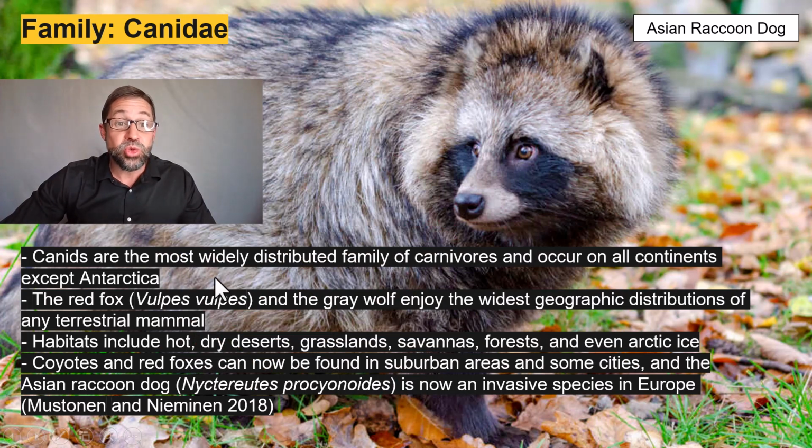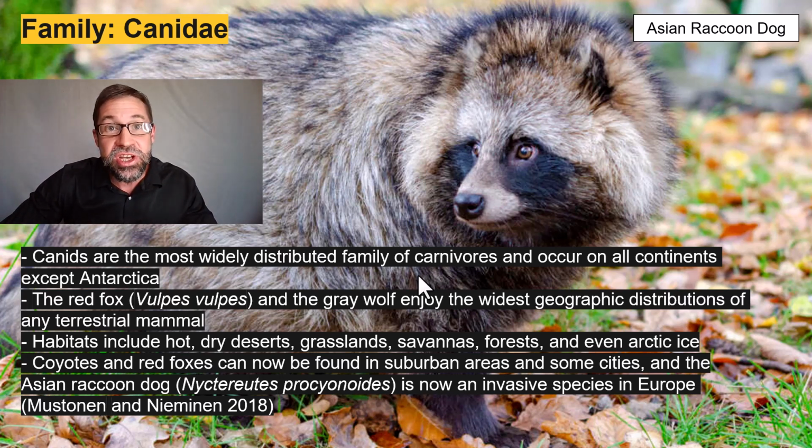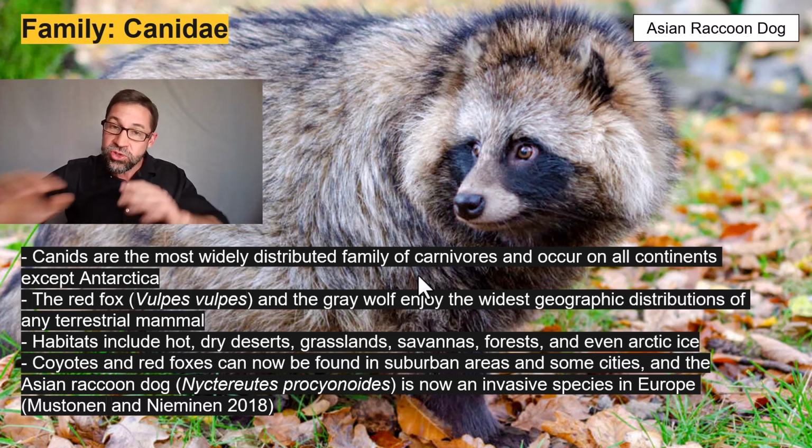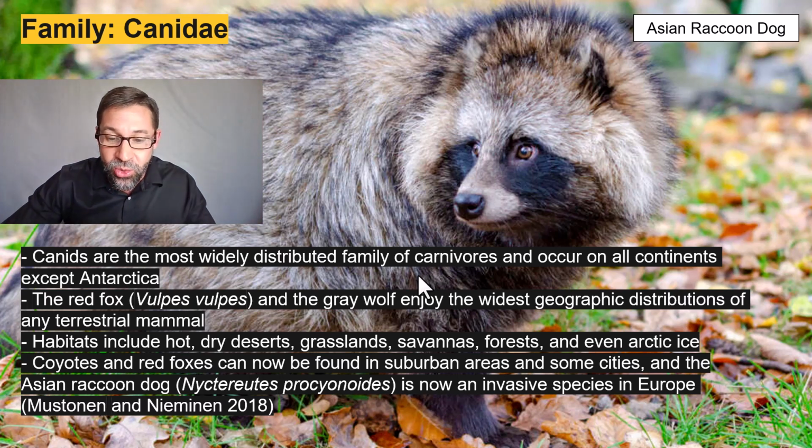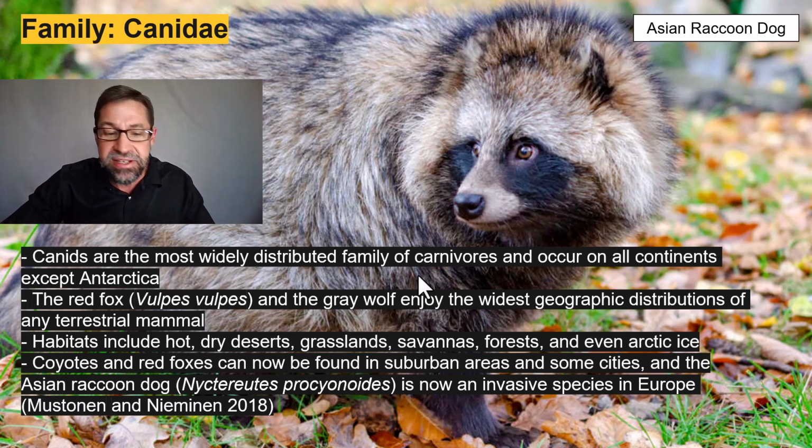Canids are the most widely distributed family of carnivores, and they occur on all continents except for Antarctica. The red fox and the gray wolf actually enjoy the widest geographic distribution of any terrestrial mammal. So in terms of space, they're doing quite well. Canid habitats range from hot, dry deserts to grasslands, savannas, forests, even Arctic ice. Think about the Arctic fox.